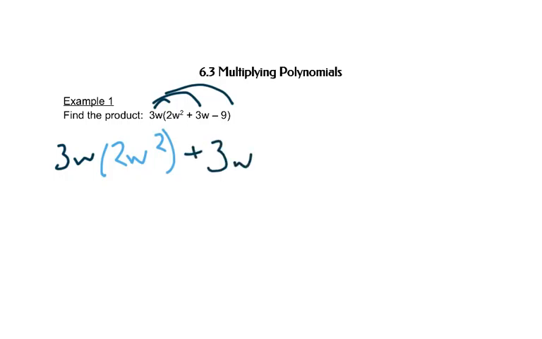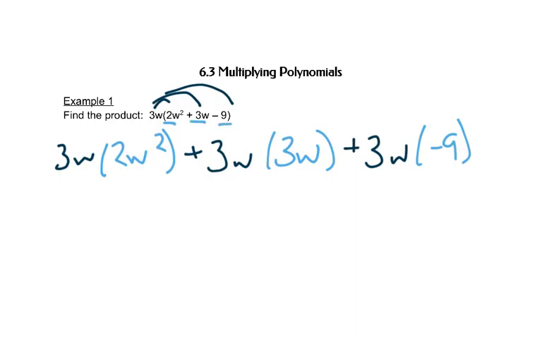plus 3w times 3w plus 3w times a negative 9. So we're taking each of these things, this is a plus here, positive, multiplying 3w times it. We practiced this in the last section.